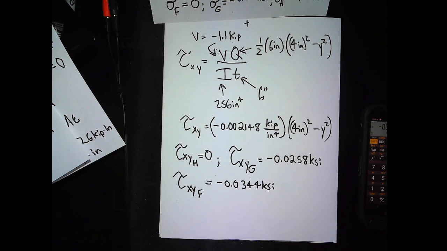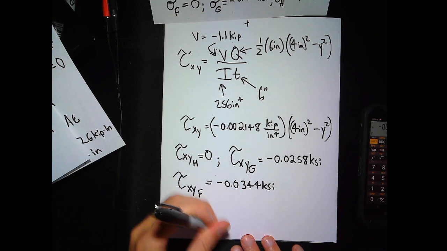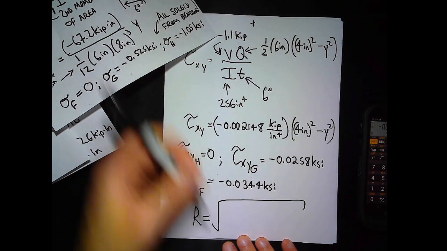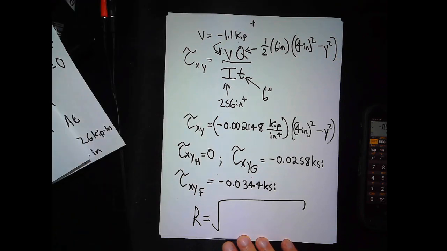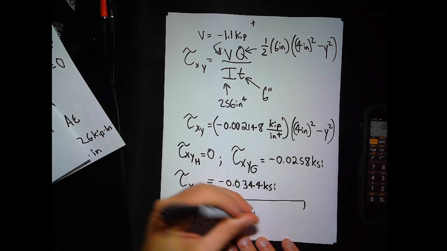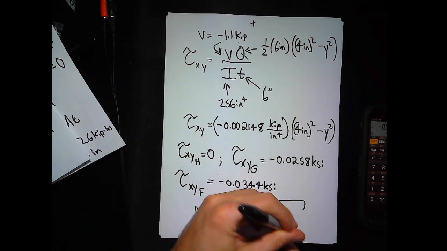Great. So that gives us our shear stress. So we have shear stress and normal stress at a point. We should be able to figure out our maximum shear stress, which, as before we said, is just the radius of Mohr's circle, or just the square root of sigma x minus sigma y over 2 squared plus tau xy squared.